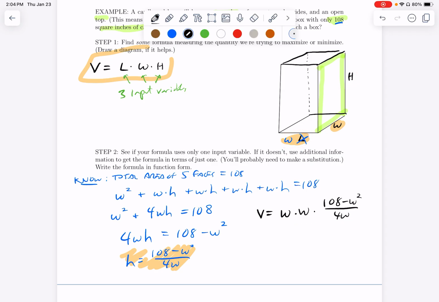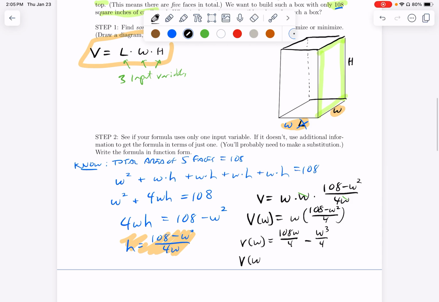And let's write what we have here as a function. We can think volume is a function of W. If I plug in W, I get volume. We'll notice that we have a little bit of cancellation here. So this is W times (108 minus W squared) over 4, which is 108W over 4 minus W cubed over 4. And if we simplify this, 27W minus W cubed over 4.